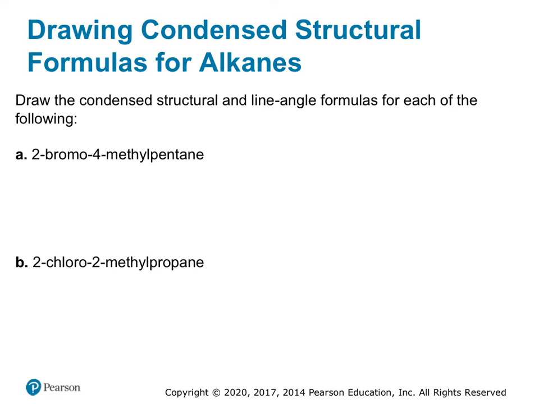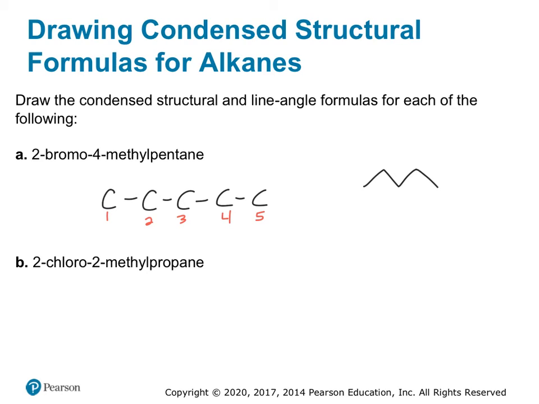So let's see if we can write the structural formula and line angle formulas for these, starting with the parent chain pentane. The parent chain pentane means I have 5 carbons: 1, 2, 3, 4, 5. If I'm going to do the line angle formula, I'll do 1, 2, 3, 4, 5. So that will be the line angle formula. Then I'm going to number my carbons 1, 2, 3, 4, 5. You don't have to write the numbers, but sometimes it helps.